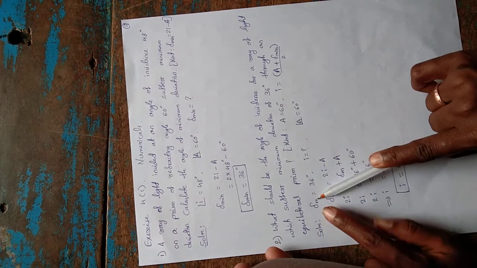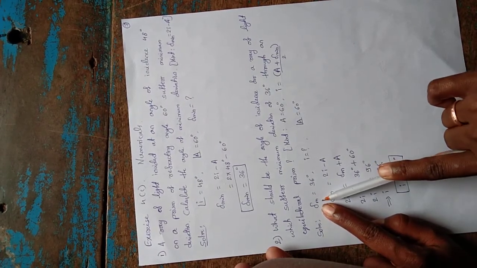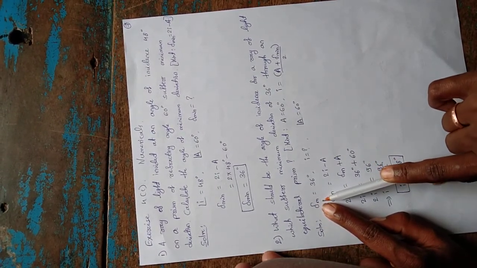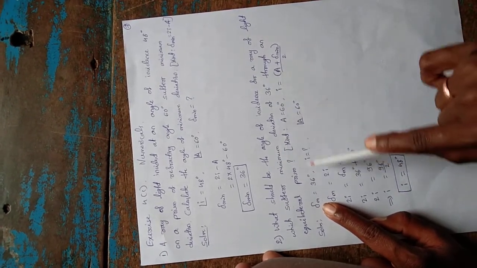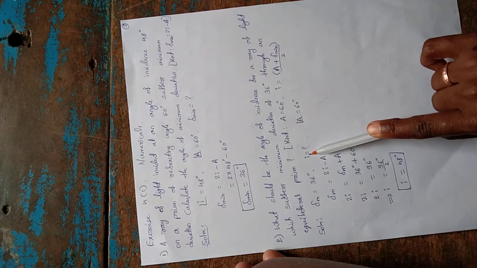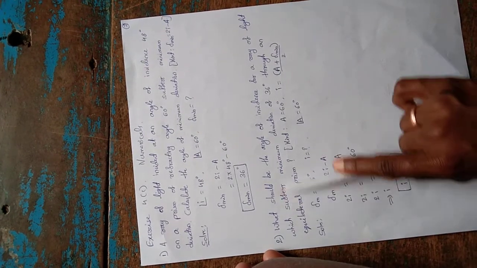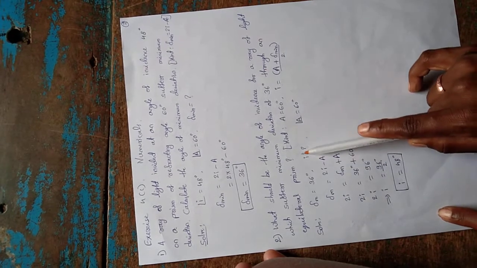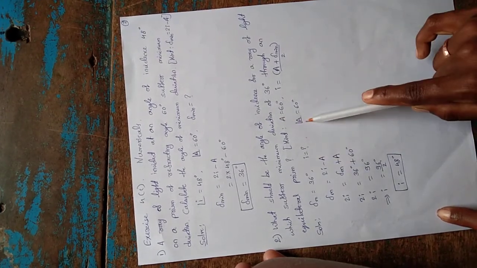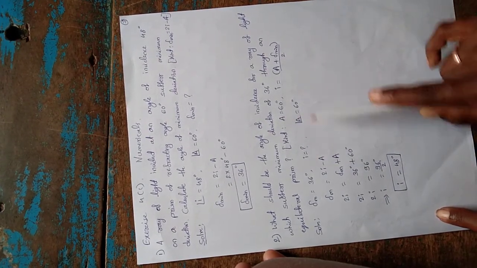Solution. Delta minimum, that is the minimum deviation, is 36 degree. I we should calculate. What should be the angle of incidence for a ray of light? I is equal to question mark and the angle of prism A is equal to 60 degree.